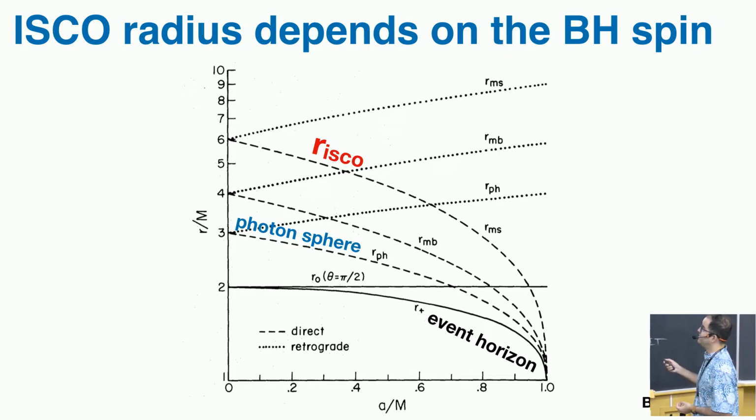This is the dependence of the radius of the photon sphere, where you can have photons in circular orbits around the black hole. It decreases from 3 to 1 as the spin increases. And this is the radius of the event horizon of the black hole, which decreases, as I mentioned, from 2 as you increase the black hole spin.